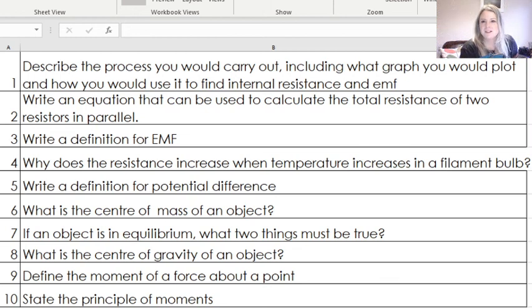Okay, hi year 13. So just before we get started today, if we just do our wee retrieval roulette. So pause and answer these for me, please.